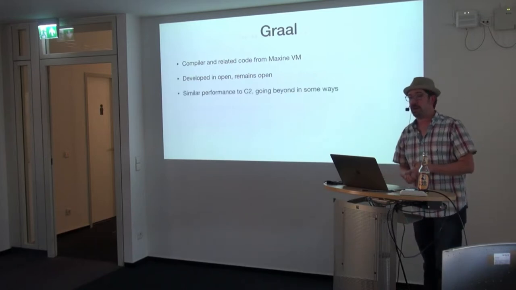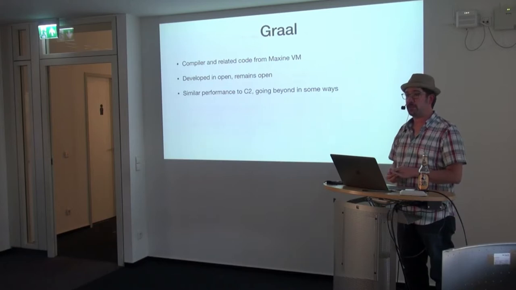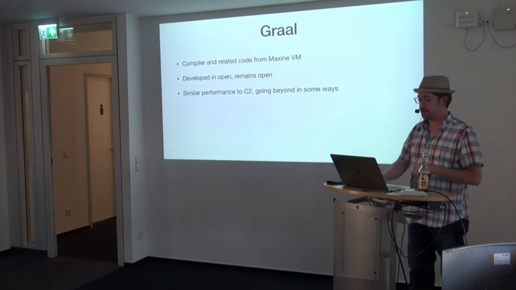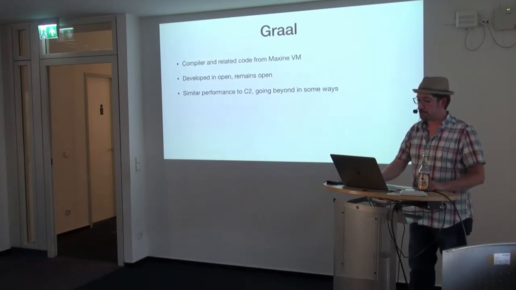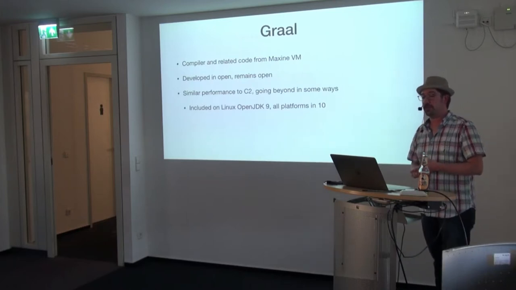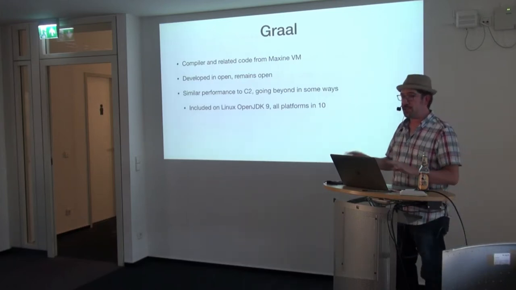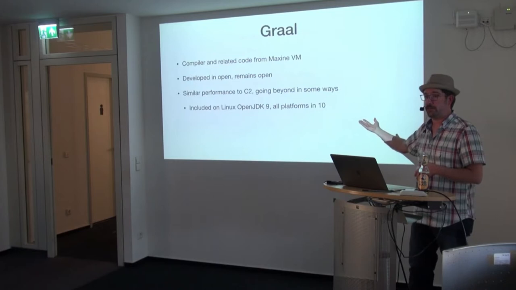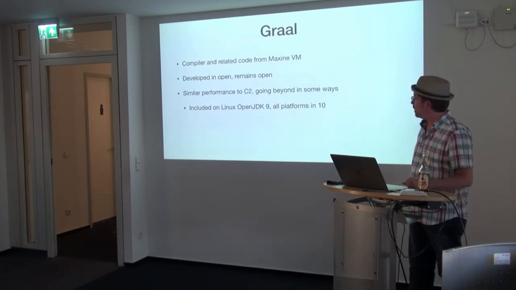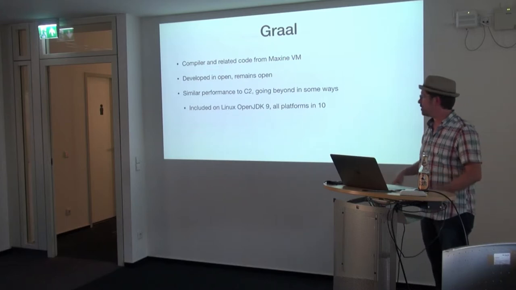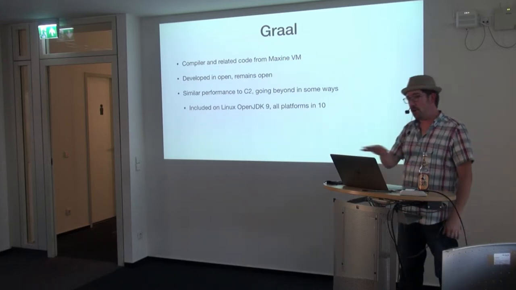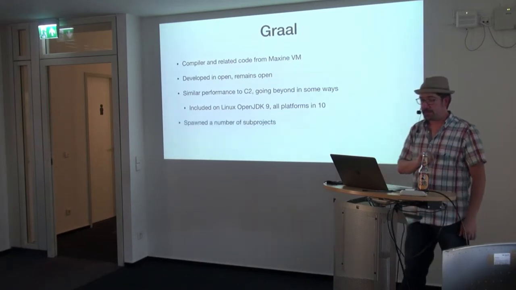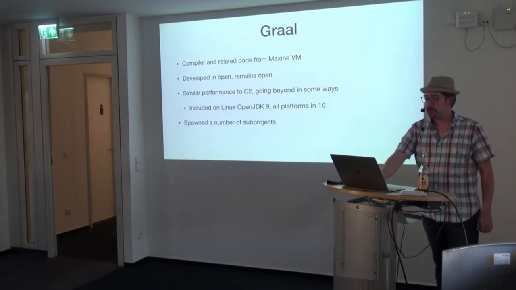These days, it's actually comparable to C2, the server compiler on Hotspot, and in many ways, it actually goes beyond. We're starting to see some huge performance gains in JRuby, for example, that I'll show in a minute. It is actually included as part of the Linux OpenJDK 9. The AOT feature that they shipped with Java 9 leverages Graal to do all of its compilation. So Graal came along for the ride, and it's in OpenJDK 9. That AOT support has been expanded to other platforms. Now, as of JDK 10, I believe all of the official OpenJDK builds also include Graal, so you can start flipping it on. And this has also spawned a number of sub-projects that I'll talk about a little bit later.